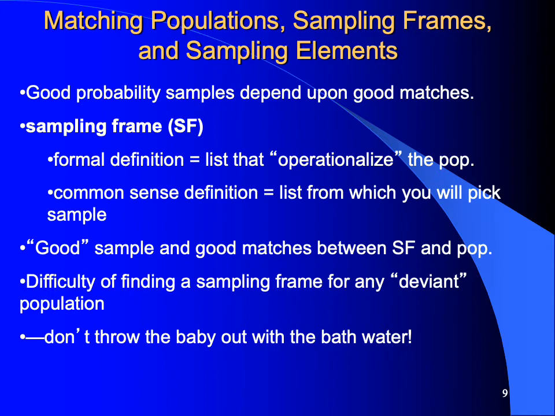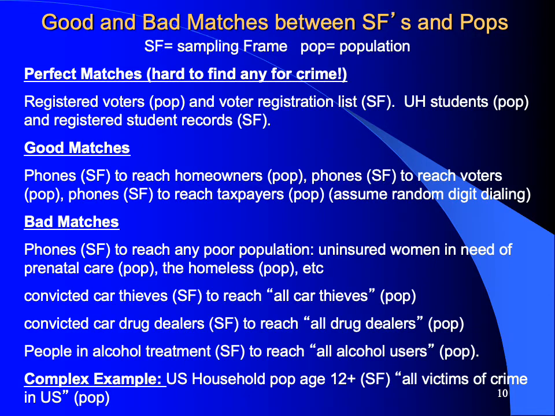That would be my sampling frame that would approximate my population, and that would be the list: people who are in drug treatment. I would randomly select people from that list. So, it's not a perfect match, but don't throw the baby out with the bathwater.